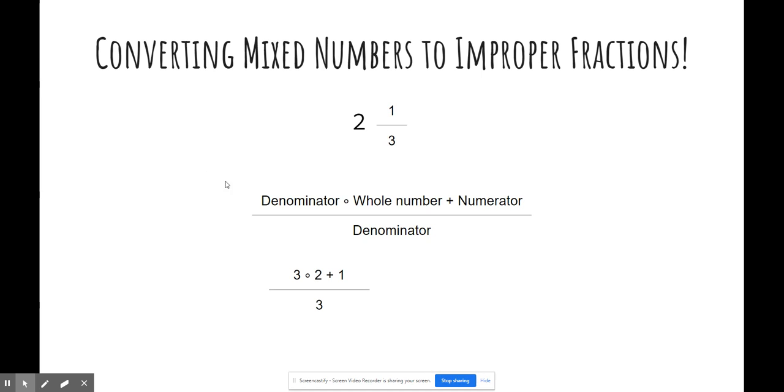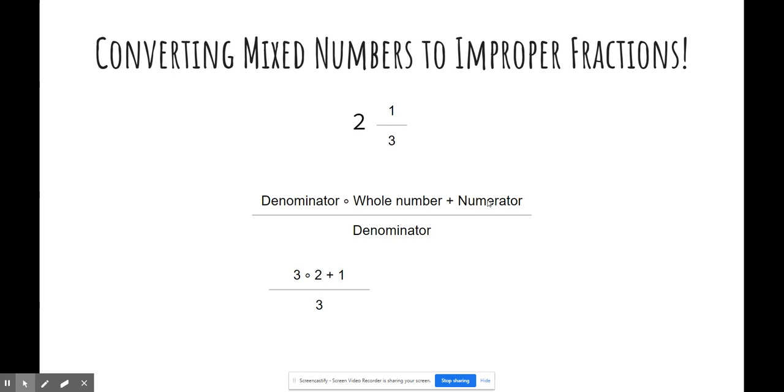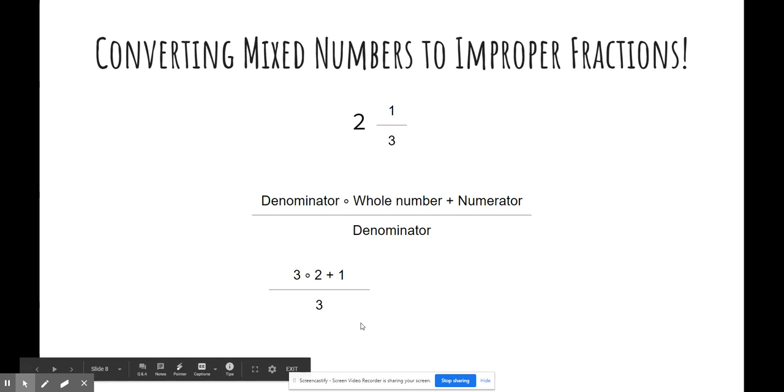So in this case, our denominator is 3. So I put 3 here. Our whole number is 2. So I put 2 here. And our numerator is 1. And it's all over our original denominator.